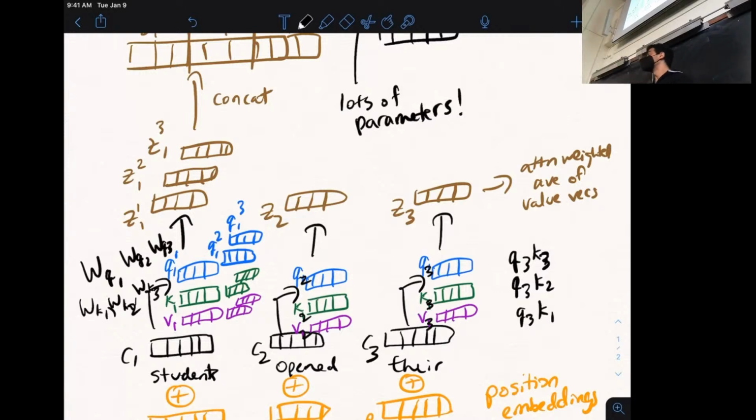I'm computing these three dot products. So K1 is a function of C1, K2 is a function of C2, K3 is a function of C3. Note that K2 is not a function of C1 and C2, right? So it has no knowledge of what came before it in the sequence. It actually has no knowledge of the sequence at all, right? It's just the input word. Similarly, K3 is just a function of C3. So you need to add this explicit notion of position in order for that position to be taken into account here.